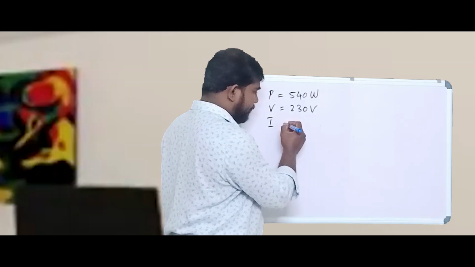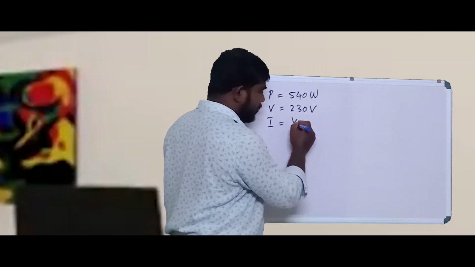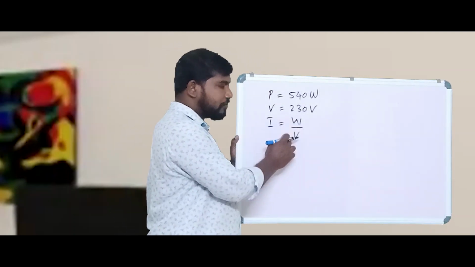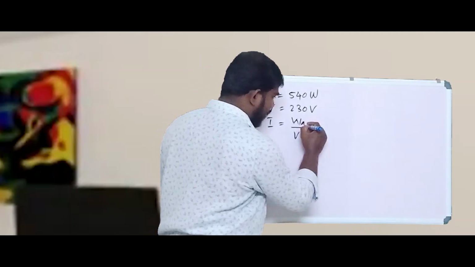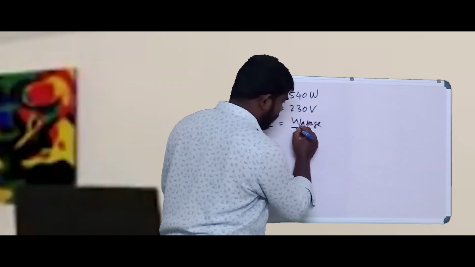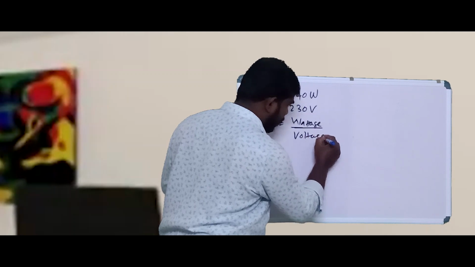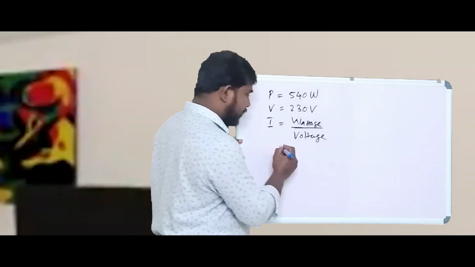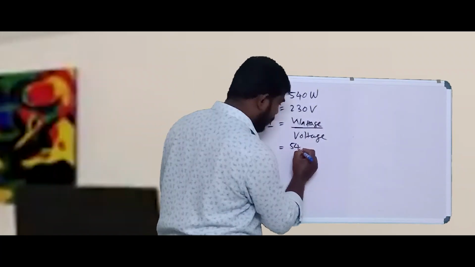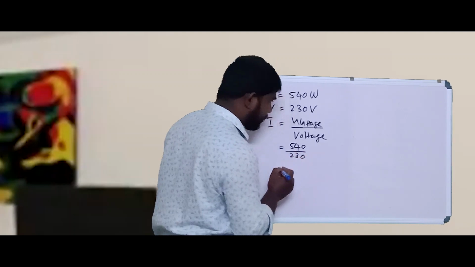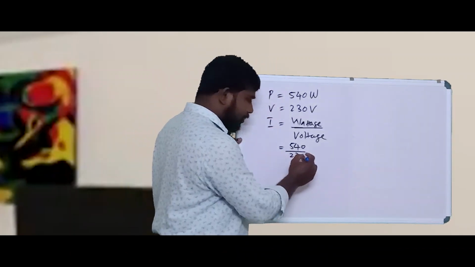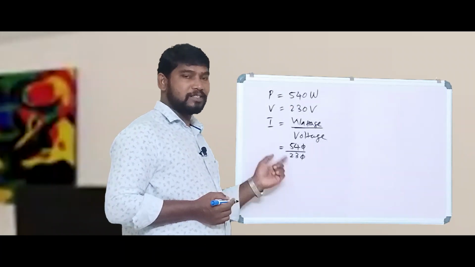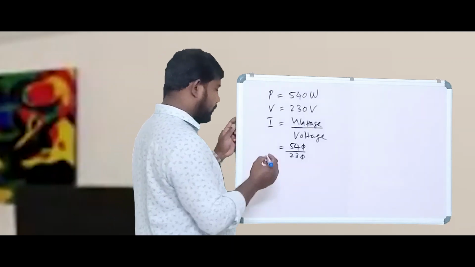I have already discussed the equation. Amperage I is equal to wattage divided by voltage. So this is the equation. That is, wattage means 540 divided by 230. So we have to just calculate.